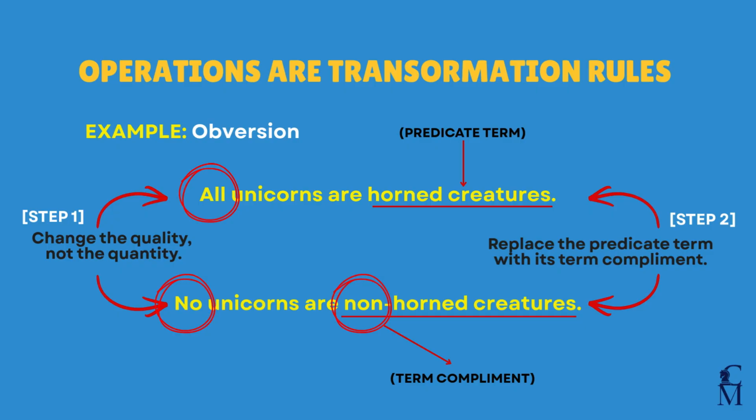Second, we replaced the predicate term, horned creatures, with its term complement, non-horned creatures. A term complement stands for what a term is not. So, if we have a term such as horned creatures, we can create its term complement, what it is not, by adding the word non in front of that word. The result is the term complement non-horned creatures, which is the term complement for horned creatures.